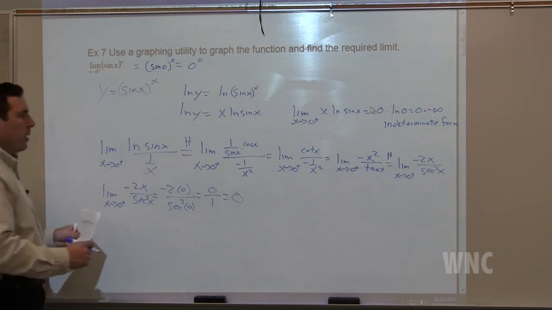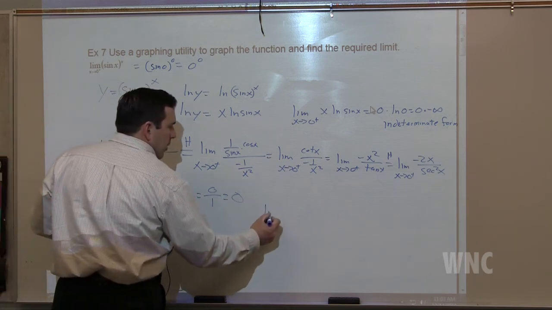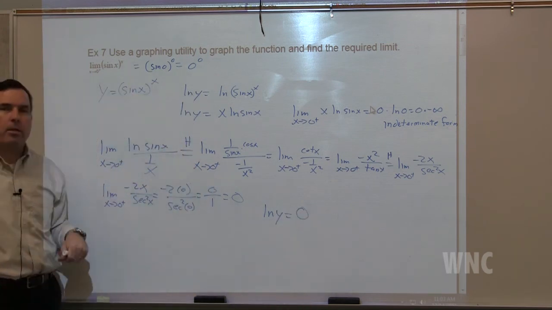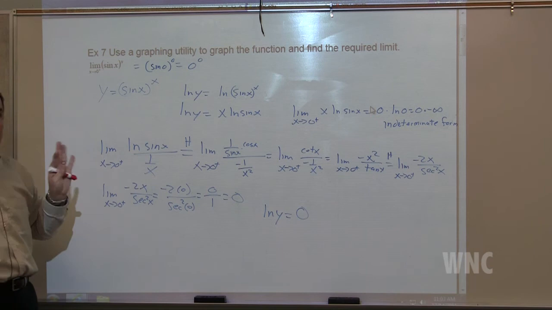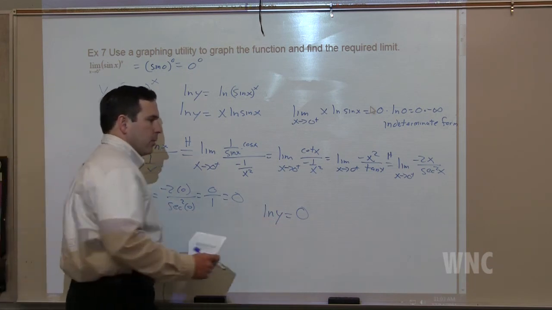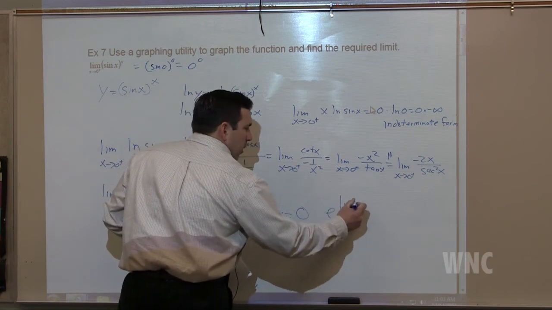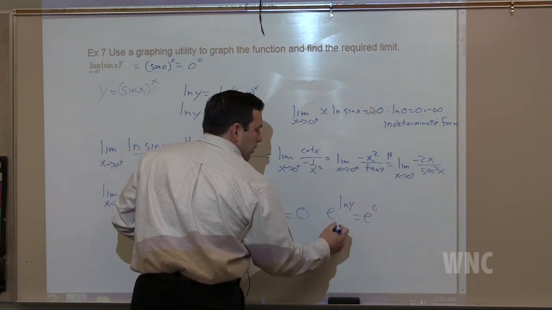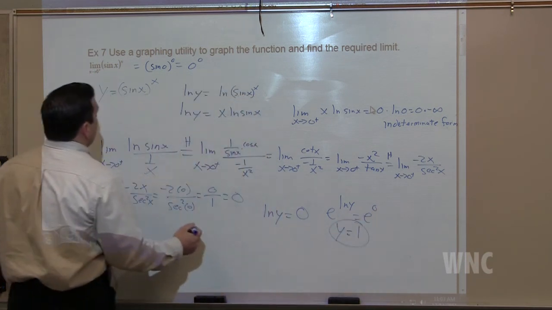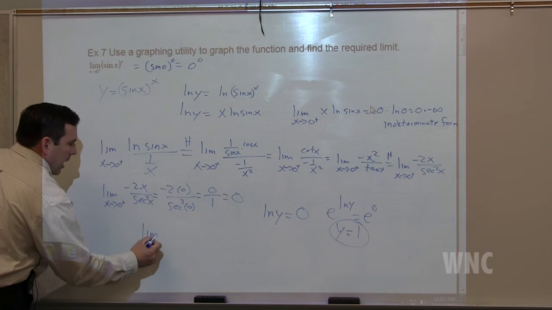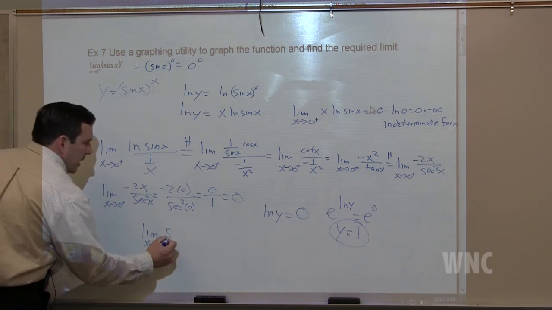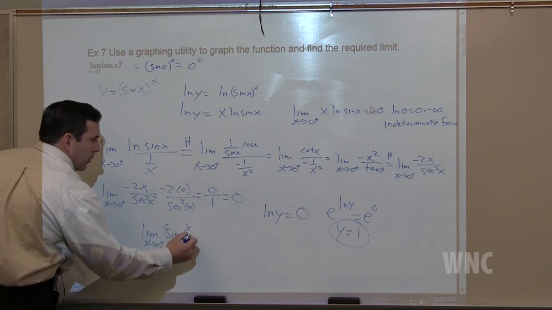Not finished though. That is saying natural log of y equals 0. So those of you who thought, yeah, 0 to the 0 is 0, watch this. I mean, that's a case-by-case situation. In this case, watch what happens. Natural log of y is 0. e to the natural log of y is e to the 0. So y equals e to the 0, which is 1. Therefore, the limit as x approaches 0 from the right side of sine of x to the x power is 1.